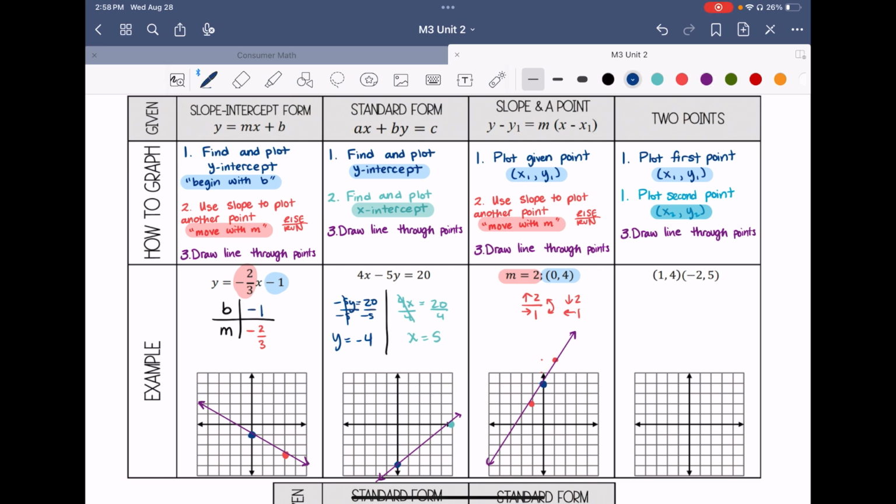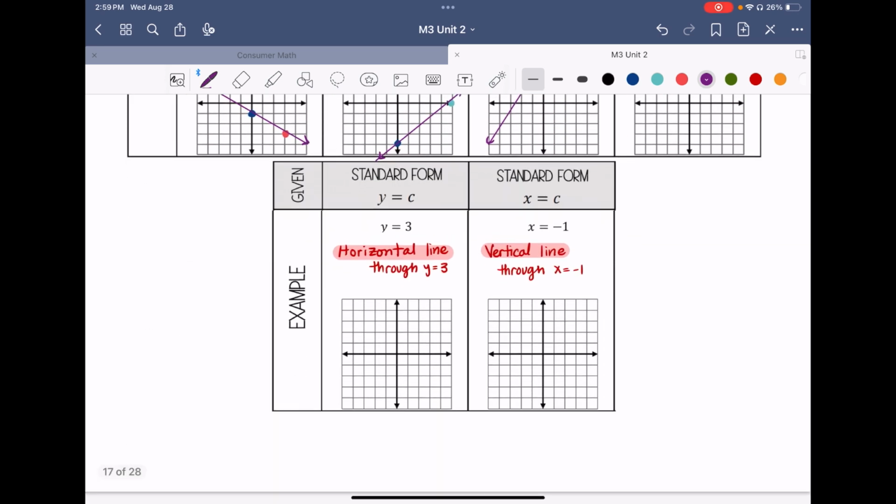All right, last but not least, if I'm given 2 points and all they want me to do is graph, I do not need to write an equation. I can just graph the first point, which would be 1, 4, and then graph the second point, which is negative 2, 5. And then all I have to do is draw the line through those 2 points. All right, those are the 4 different situations that they can give you. The last 2 are some unique situations.